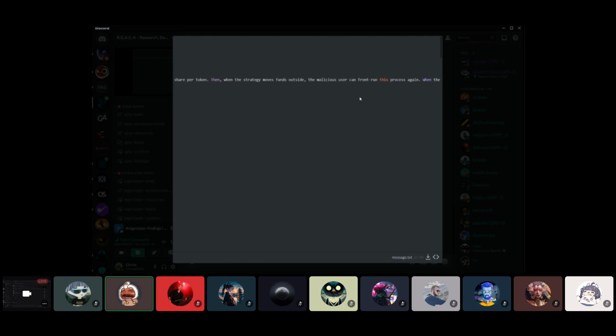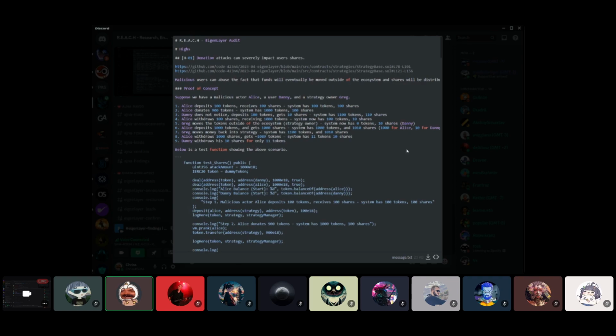This again can be front run because it is a normal transaction. When this happens, the strategy moves funds outside. This can be front run, and essentially it's a combination of the funds dilution and the donation attack, I believe. Yeah, this is the example provided that the people at LOTUS created.